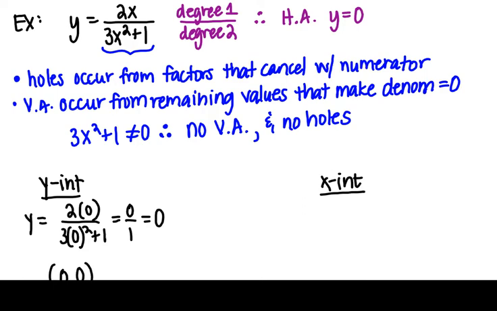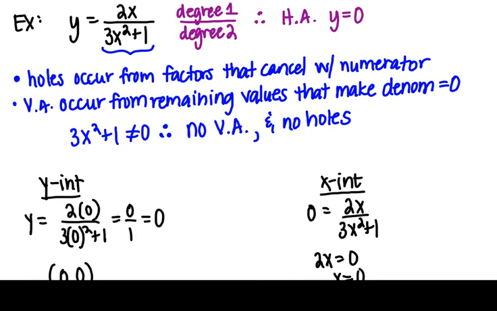The x-intercept is the value of x when y is 0. The only way to make this fraction 0 is if the numerator equals 0. So that x-intercept is also (0, 0).